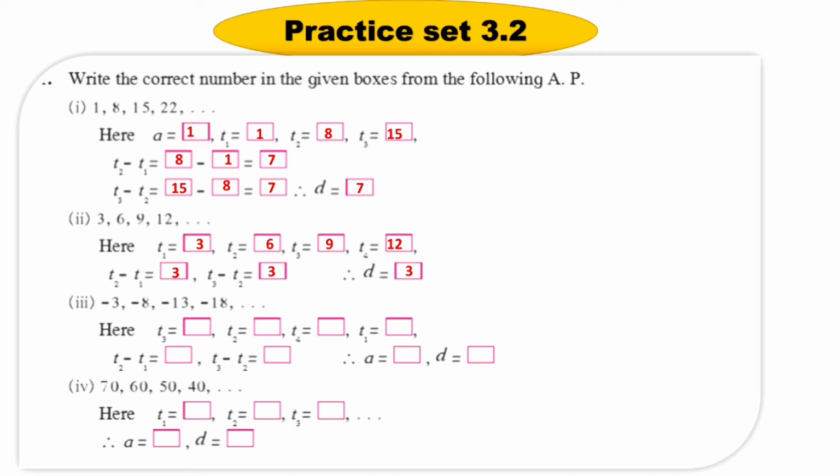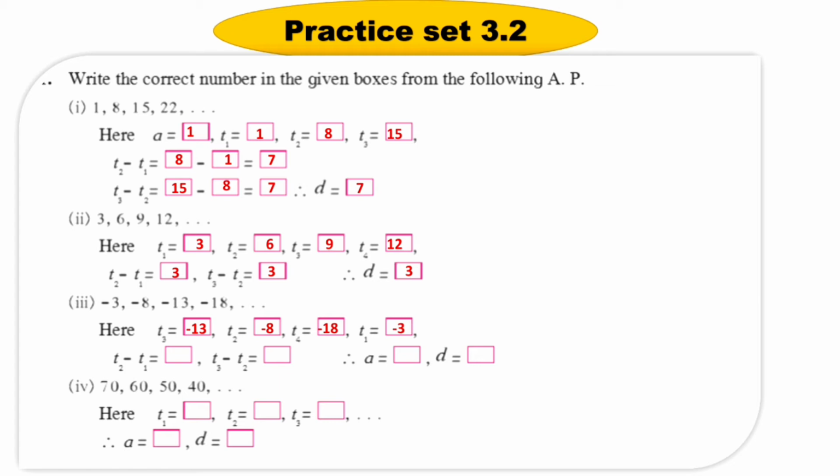Third one is given minus 3, minus 8, minus 13, minus 18. So if you see the table, term 3 is given first. Term 3's value is given minus 13. Second term is given minus 8. The fourth term is given minus 18. The first term is given minus 3. So here they have confused. First they have given the table of T3. Okay, see the proper terms and write the values.